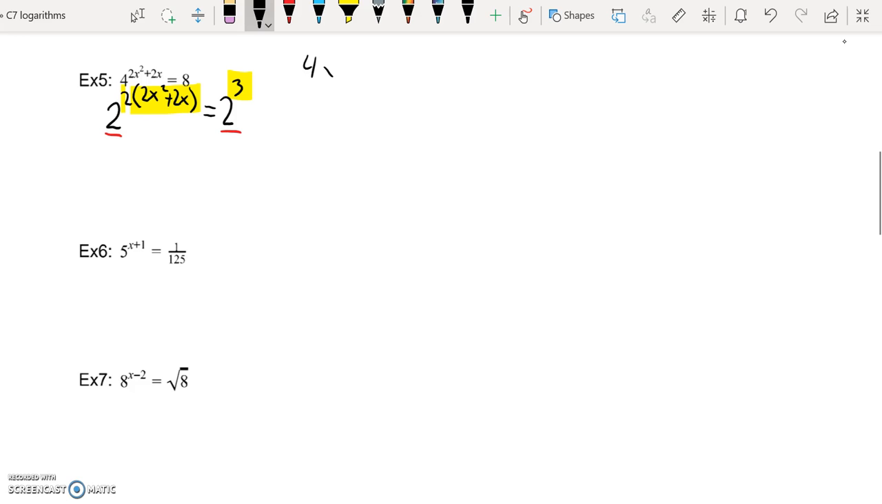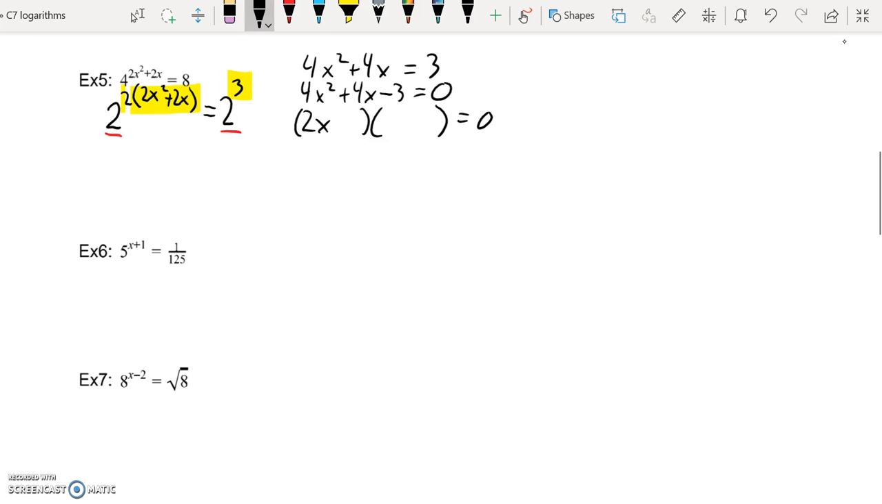So 4x squared plus 4x has to equal 3. We have x squared and x in the same equation, so we're going to set it equal to 0 so that we can factor, use the quadratic formula, or complete the square, whichever your favorite thing is to do in the world. I'm going to get my pen to work. I'm going to factor.